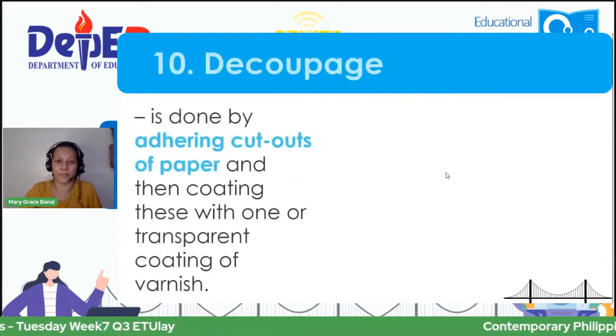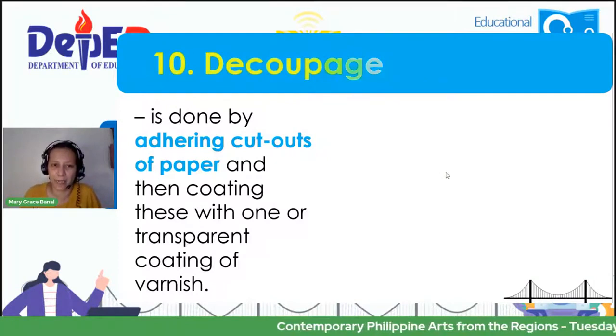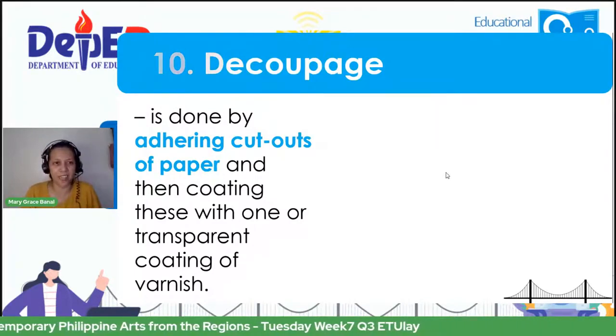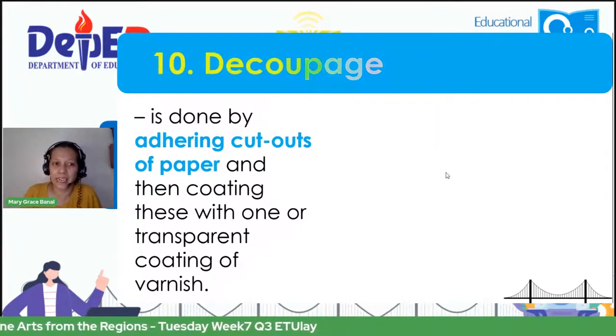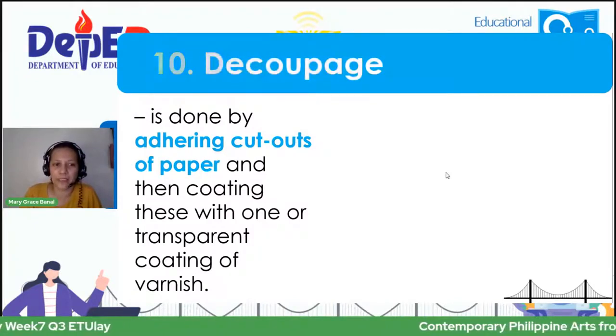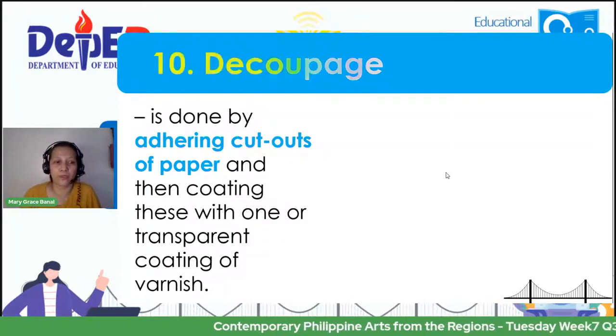Moving on to number 10. We have decoupage. Everybody say decoupage. So meron tayong collage, decollage, meron tayong protage. Now we have decoupage. So it is done by adhering cutouts of paper and then coating these with one or two transparent coating of varnish. Okay, one or two transparent coating of varnish.